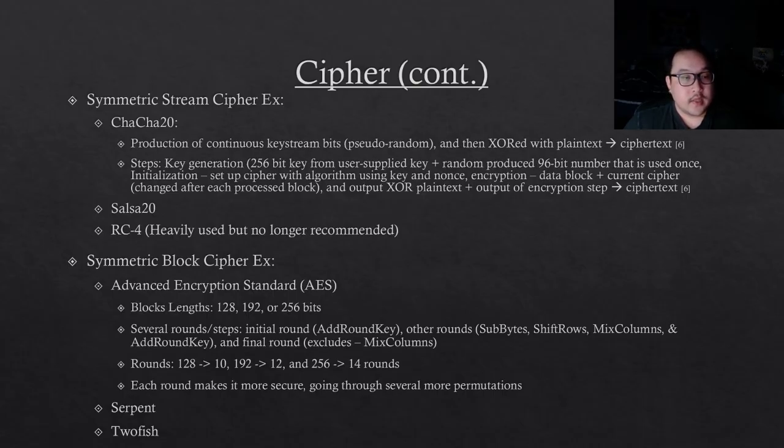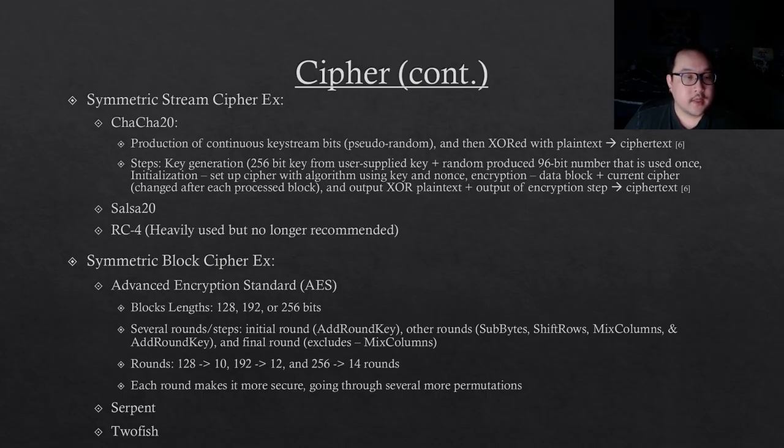Then there comes the initialization, where it sets up the cipher with an algorithm using the key and the nonce, and then goes on to encryption, which takes the data blocks and the current cipher changed after each processed block. Then the output XOR plaintext with the output of the encryption step produces the ciphertext. Other examples include Salsa20 and then RC4. It was heavily used back then, but is no longer recommended due to many vulnerabilities and security concerns.